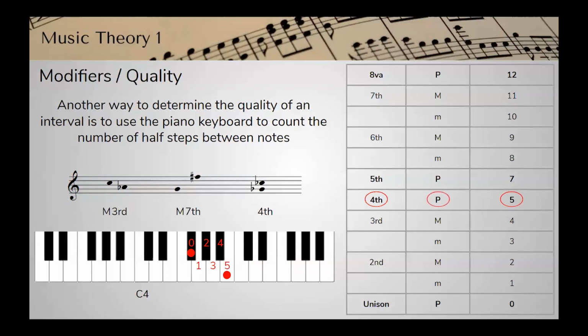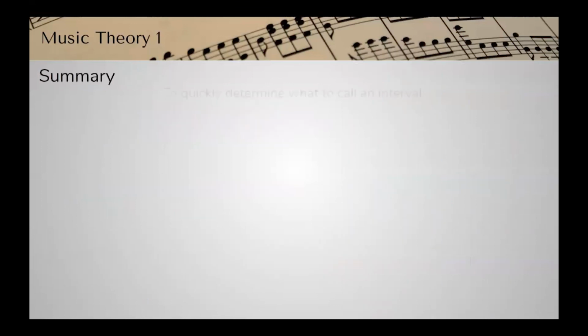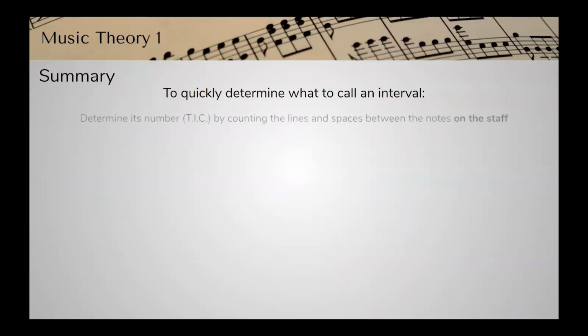Okay, so it does take a little bit longer, but if you're really used to the piano and if you know the number of half steps for every interval, it can be a little bit faster to figure this out rather than the scales. Okay, so to summarize, for most people, I think the quickest way to determine what we call an interval is to first determine its number, tonal interval class, by counting the lines and spaces between the notes on the staff. So the amount of space they occupy on the staff, the number of lines and spaces they're spread across.